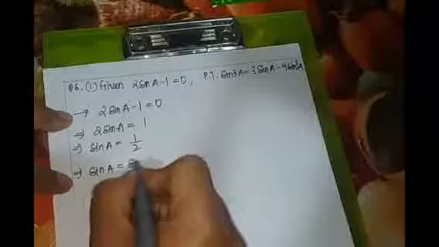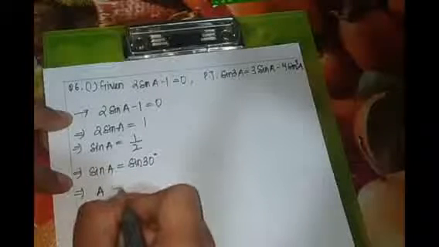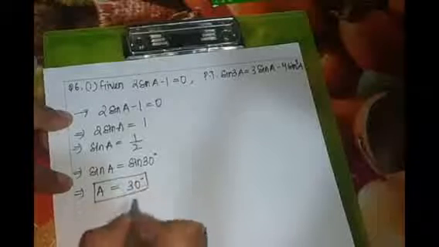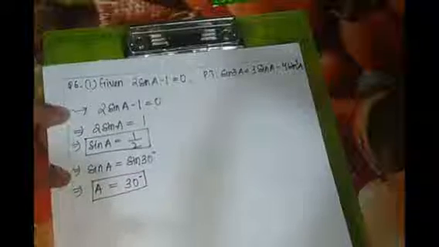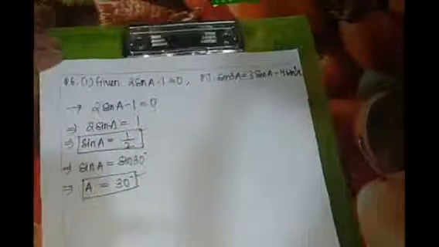Sine 30 degree. So what is the value for A then? The value for A is 30 degree, removing sine on both the sides. So the value for A is 30 and the value for sine A is how much? 1 by 2, which is half. So these two values are very important for us to prove left hand side equals right hand side.